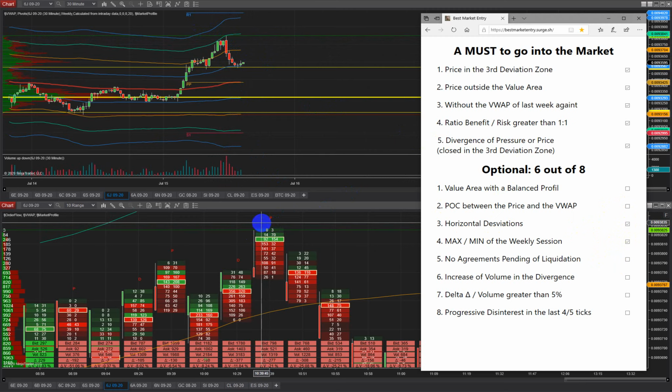Do we have an agreement pending? No. So that's good. No agreement pending. That's a yes here. Do we have an increase in the volume of the divergency? No. 3,100 against 1,300. So that's no good. Delta is greater than 5%. Do we have a disinterest in the third? But after that, look, it's 246, and later it should be bigger. It should be 250 at least, 185. So we got 1, 2, 3, 4. We don't make it. We don't go in. And that's all. That's for today.